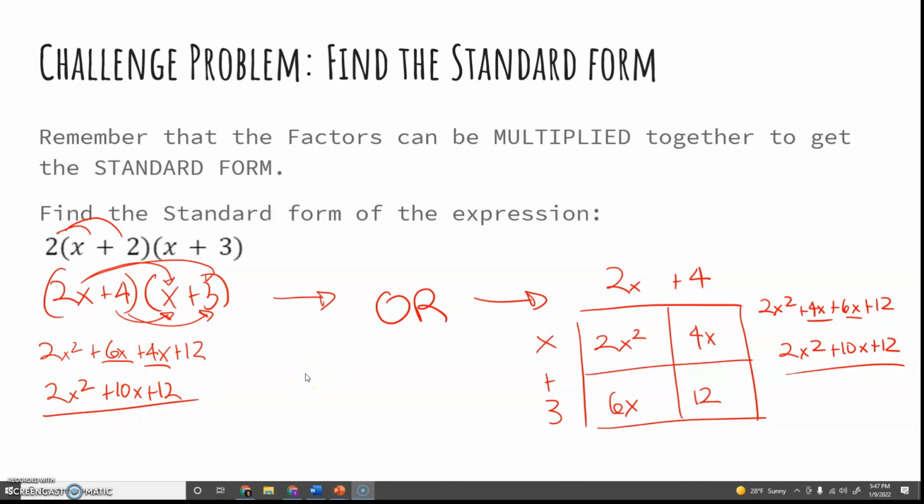If you are not confident in distributing, there is another method called the box method where you take each factor. So I have 2x plus 4 as one factor and x plus 3 as the other factor. And I multiply them together in a box. So 2x times x, 4 times x, 2x times 3, and 4 times 3. These give me the same terms, and then they add to the same answer.